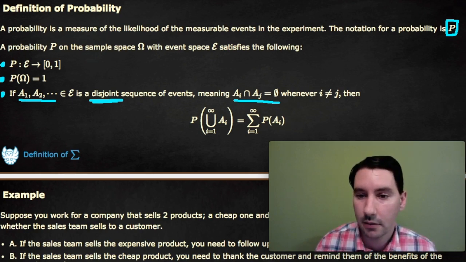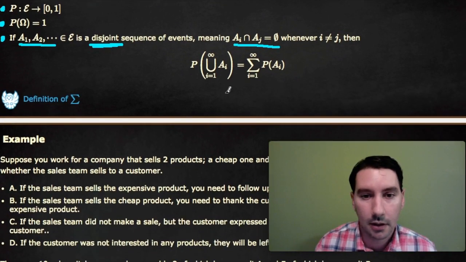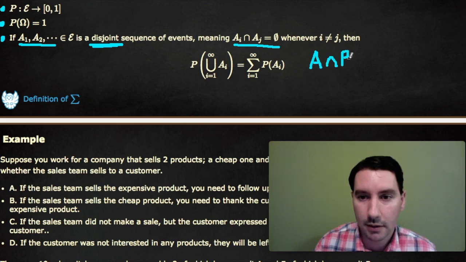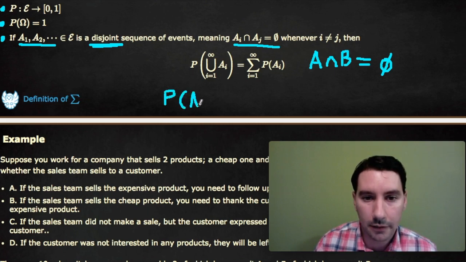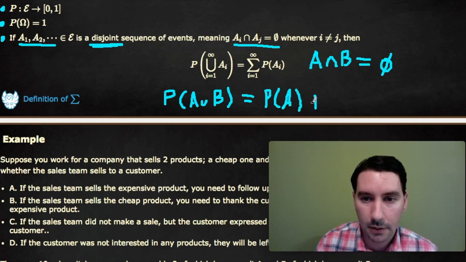And I can write down an example here on the space we have on the chalkboard. So let's say that we have two events, A and B, and that their intersection is empty. So A intersect B is an empty set. Then the probability of A union B is equal to the probability of A, plus the probability of B.